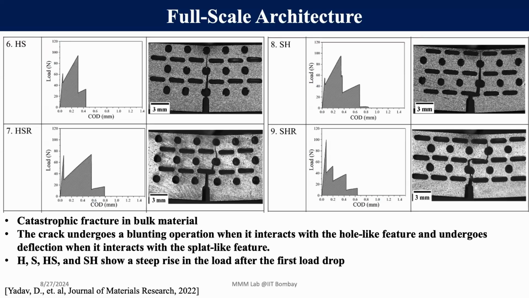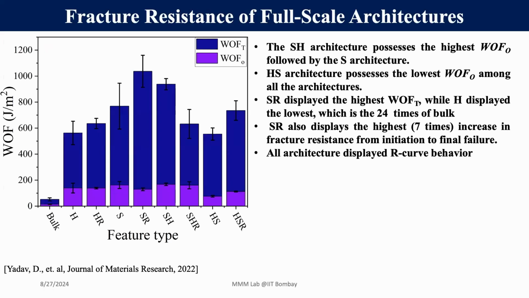That leads to an increase in the fracture resistance, so we quantify the fracture resistance, the work of fracture, which is maximum in the case of SR. You can see the bulk is very tiny, and with the architecture case, it's very high. Around a 7 times increment can be seen. So they are eliminating catastrophic failure and also increasing the fracture resistance.